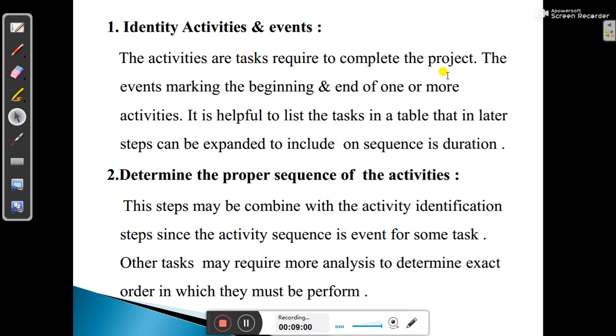Second one is determine the proper sequence of the activities. Next, after finding the number of events and identifying the activities or events that are going to be held during the project work, you need to determine a proper sequence of those activities. These steps may be combined with the activity identification step, since the activity sequence is evident for some tasks. Other tasks may require more analysis to determine the exact order in which they must be performed.